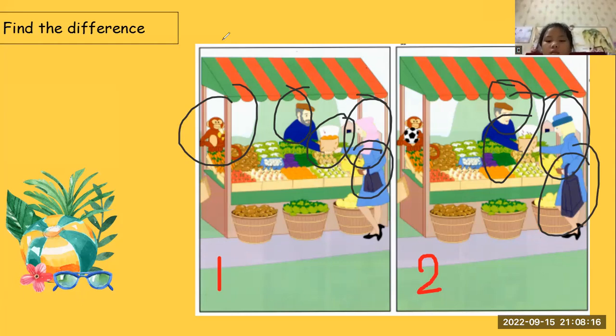So now, what are the differences? Very good. You find it all. What are the differences? In the picture one, the monkey is eating banana. But in the picture two, the monkey is playing with a football. Okay, what else?